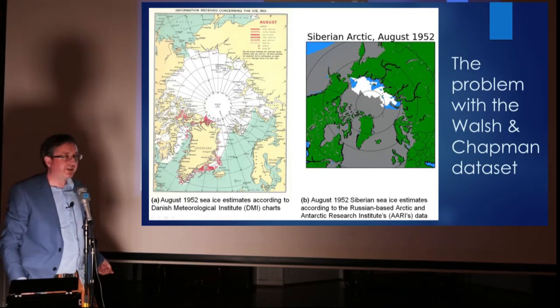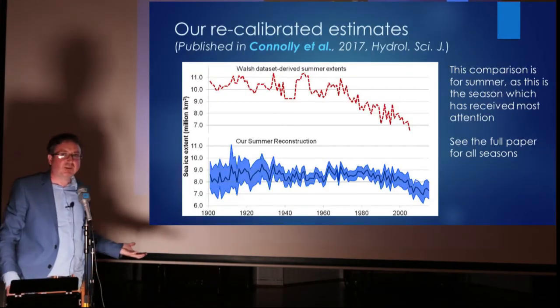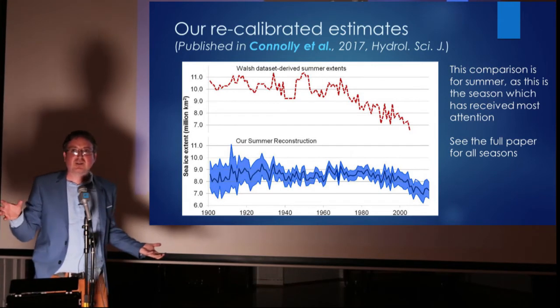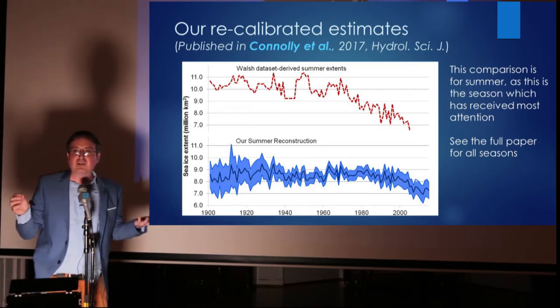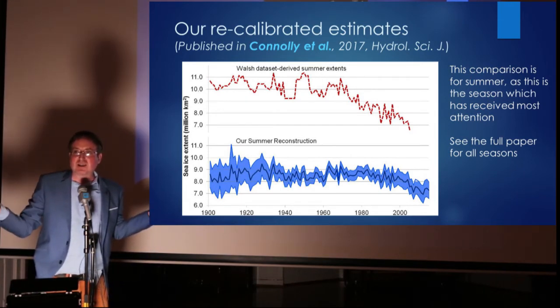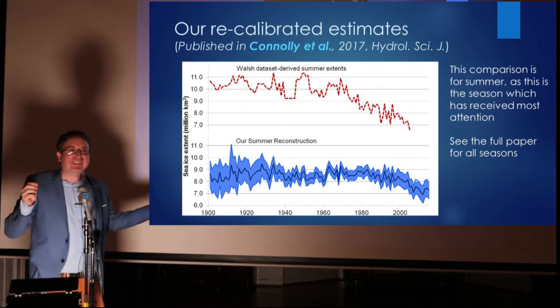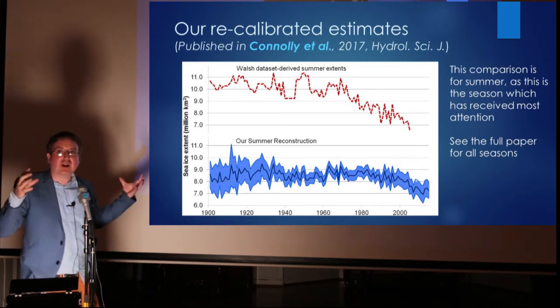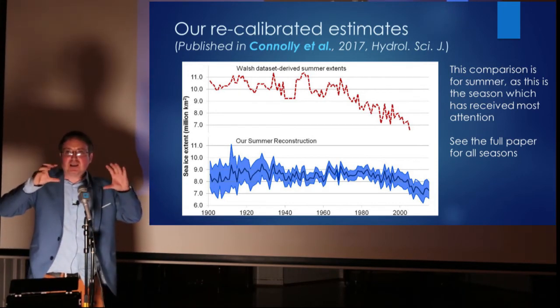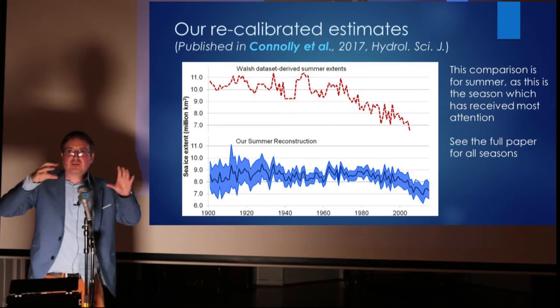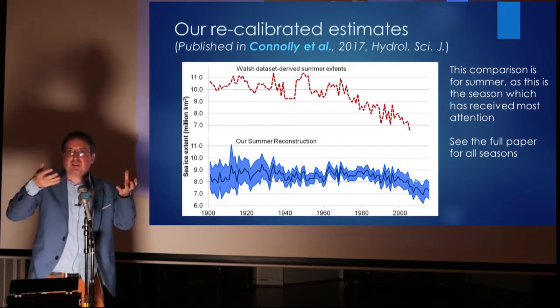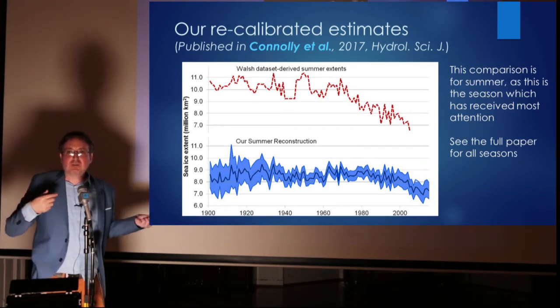So if we move on to the next. We went and looked and said, well, you can't just do that. You can't treat apples and oranges as being the same, other than they're both spherical and both fruit. You need to actually try and calibrate the different data sources so that they are giving similar behaviour. So that's what we did.